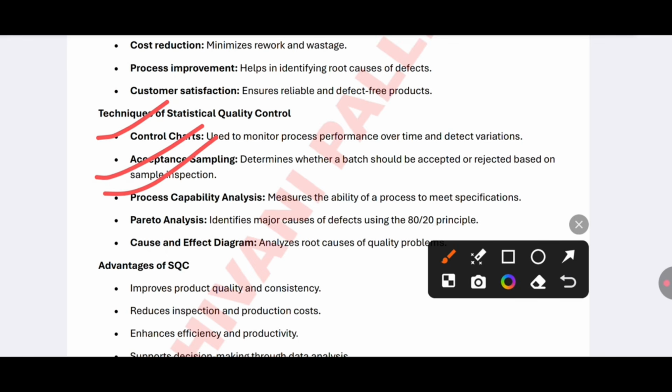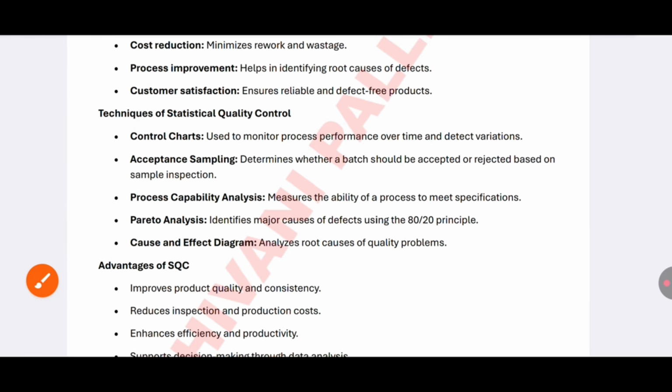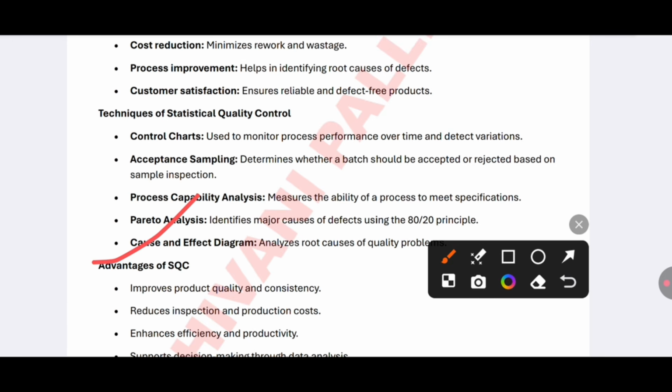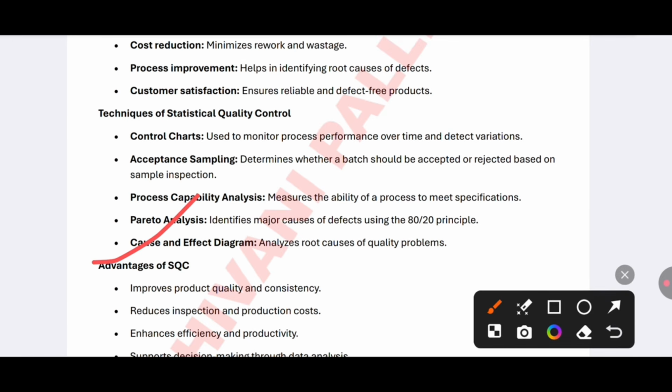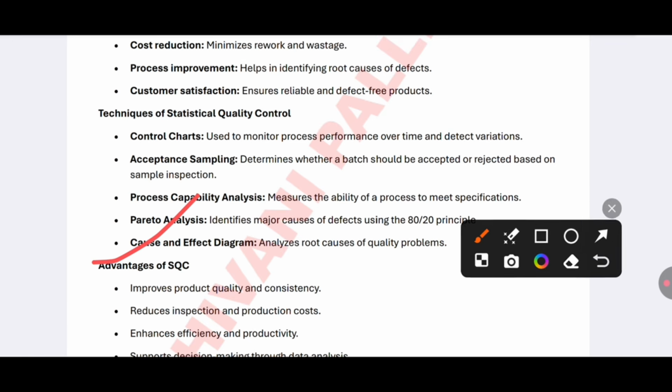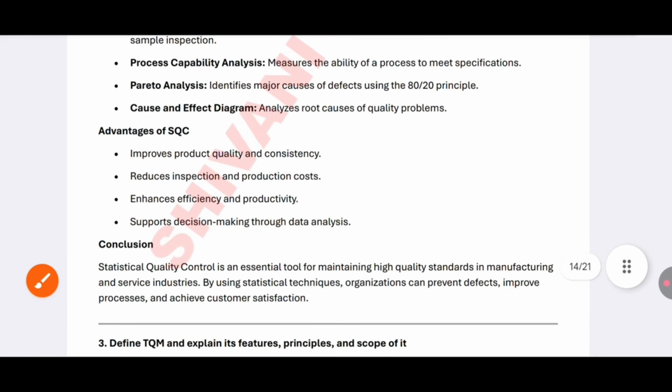Next one, process capability analysis, to meet the specifications it measures that. Next one, Pareto analysis, it identifies the major cause, like the root cause, with the help of the 80/20 principle. Okay, next one, cause and effect diagram, meaning what is the root cause of the problem, it will help you understand that.